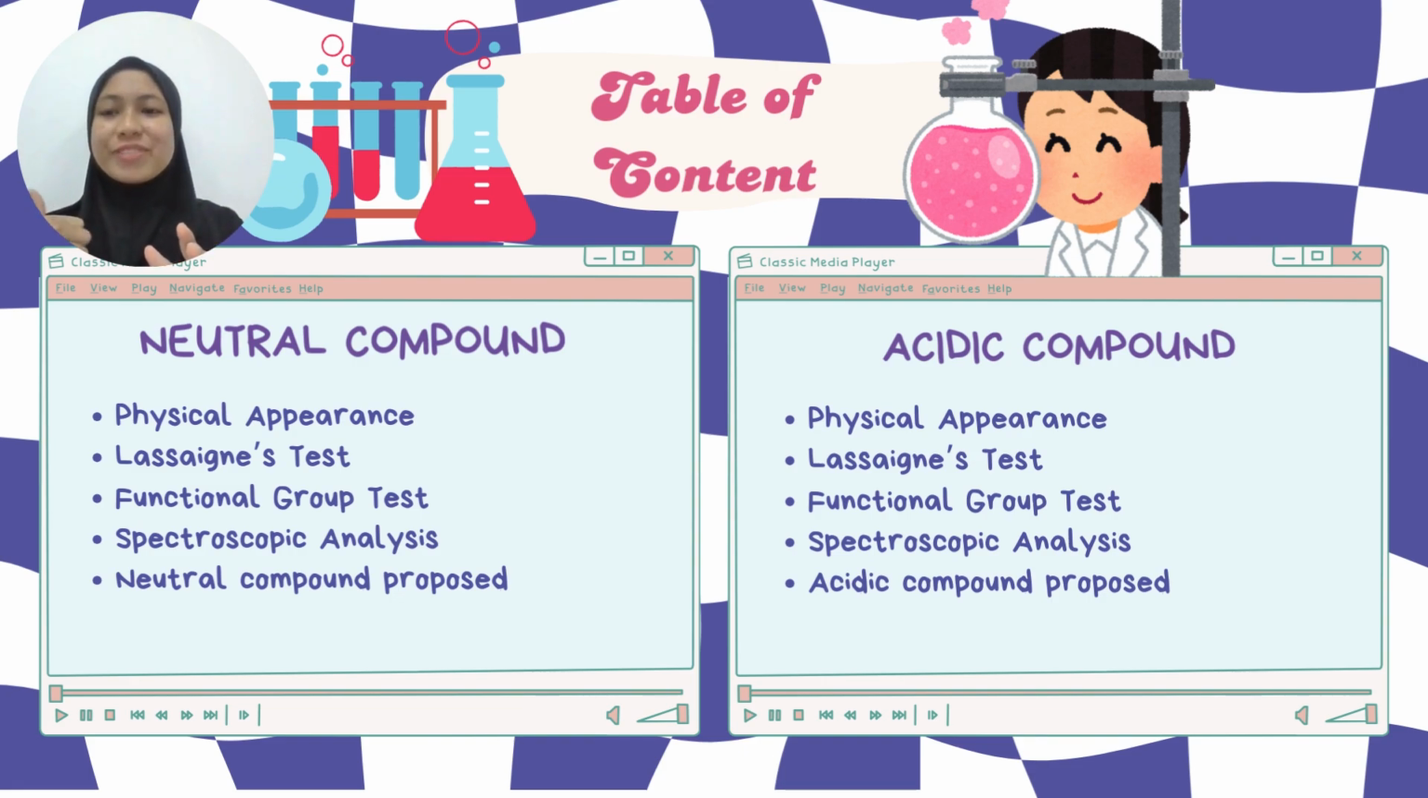So let's get started. Here is an overview of what I'll cover today. The first one is the physical appearance of the compounds, the Lassaigne test for the presence of halogen, sulfur, and nitrogen, functional group tests, and spectroscopy analysis including IR and NMR spectra. Finally, I'll introduce the proposed neutral and basic compounds. So let's dive into the details.